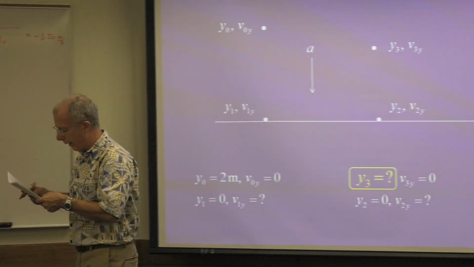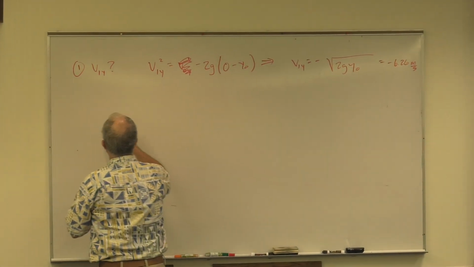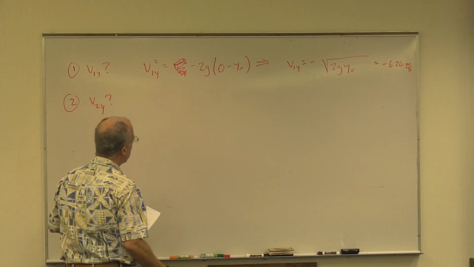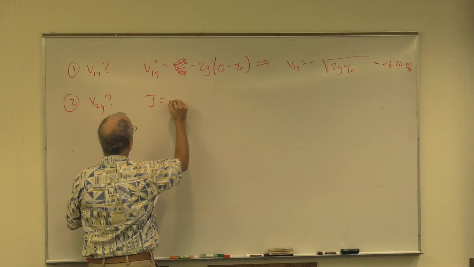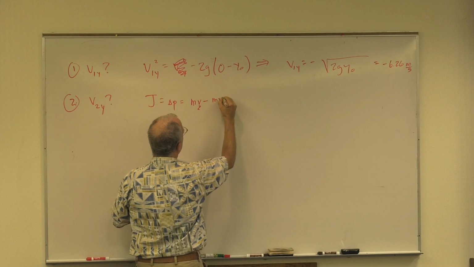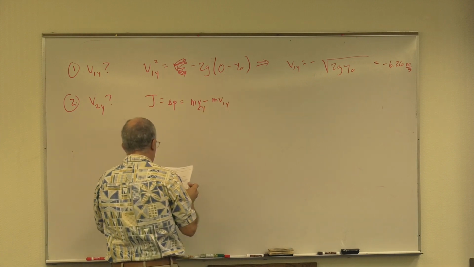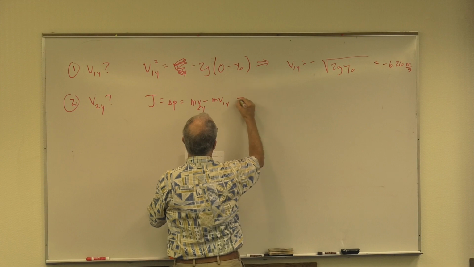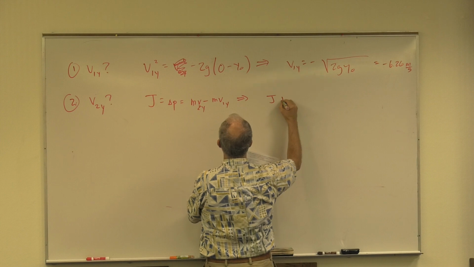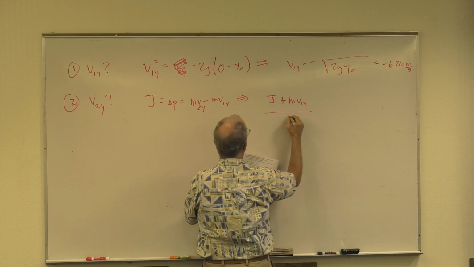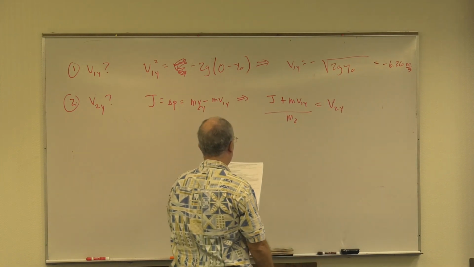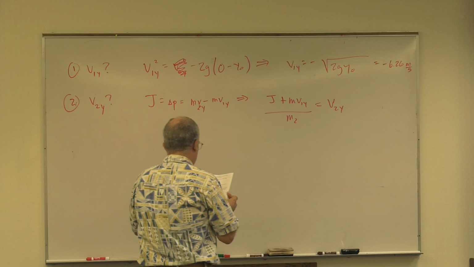v2y. Okay, so now we want v2y. Impulse momentum: J equals delta p, which is mv2 minus mv1. So therefore, J, what do we want? v2y. So J plus mv1y over m equals v2y. So I did that right? Yep.